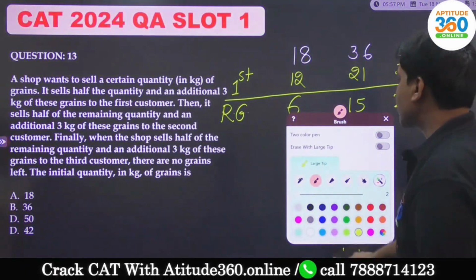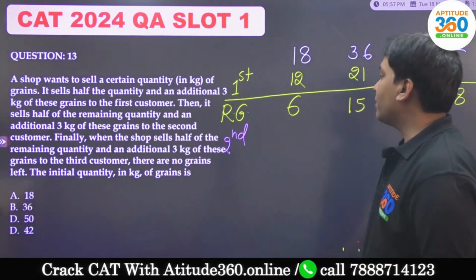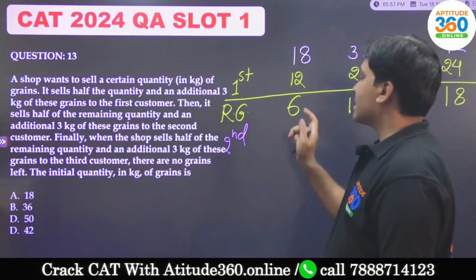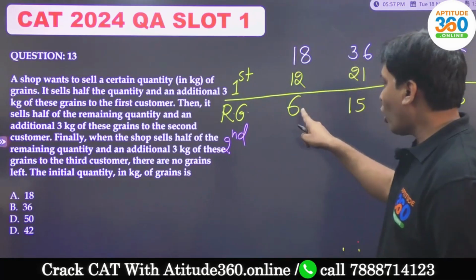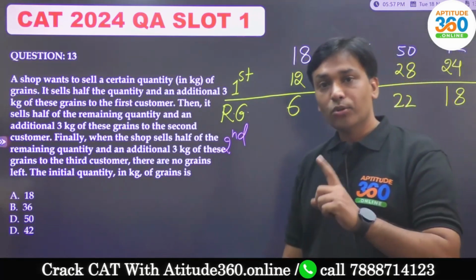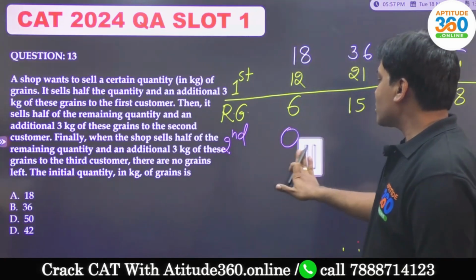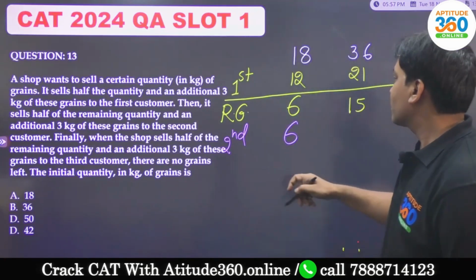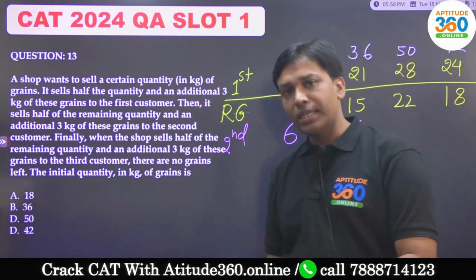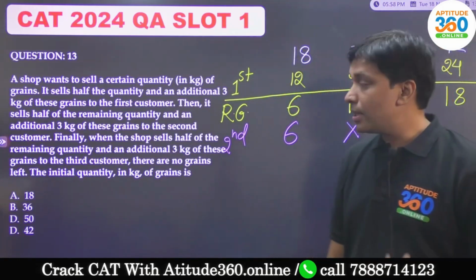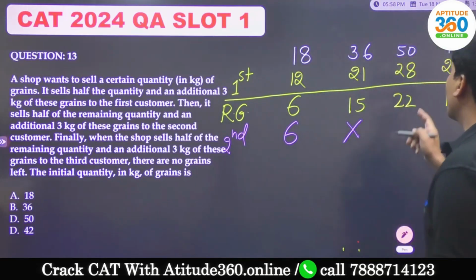And then comes the second customer. So the second customer, have a look at it. The second customer will get half plus 3 kilogram. So half of 6 kilogram is 3 kilogram. 3 kilogram plus 3 kilogram. Once the second customer has been served, half of this is 7.5 plus 3, 10.5. Again, it is coming out in the decimal. So this can never be the option.